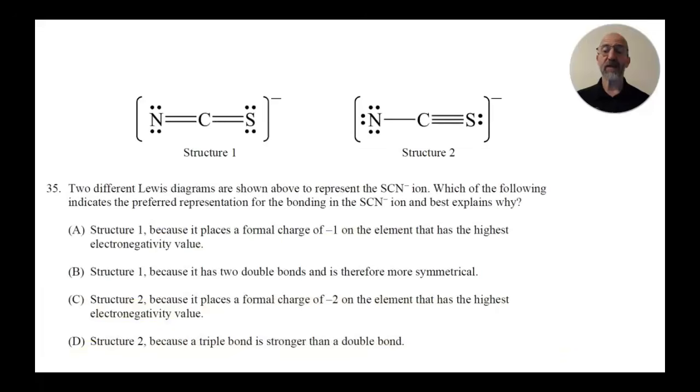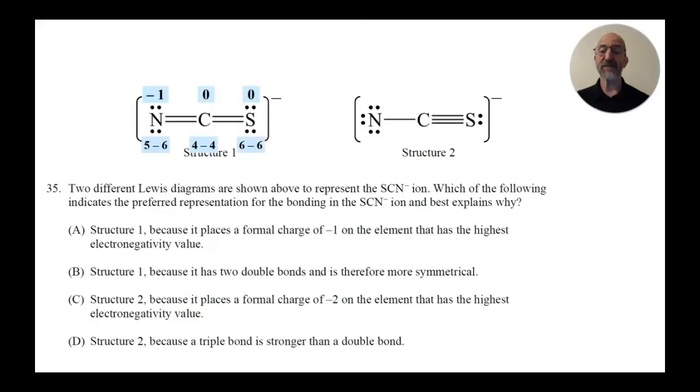All right, I will begin with valence electrons minus the sum of the dots and the bonds. So starting with structure 1, for that nitrogen, it's going to be 5 minus 6, so -1. For the carbon, it's going to be 4 minus 4, so 0. And then for the sulfur, it's going to be 6 minus 6, also 0.